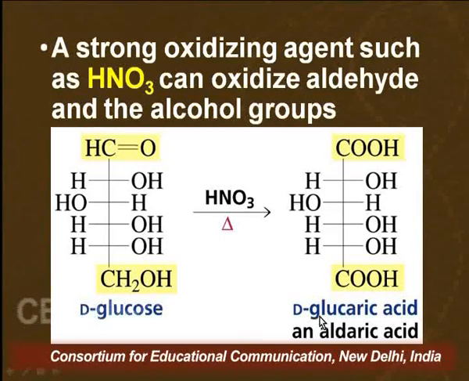And how do we name this D-glucaric acid? We take an aldose, we drop the word OSE, and we add ARIC. So if we start with mannose, it will be mannaric acid, and when we are talking about glucose, it is D-glucaric acid.